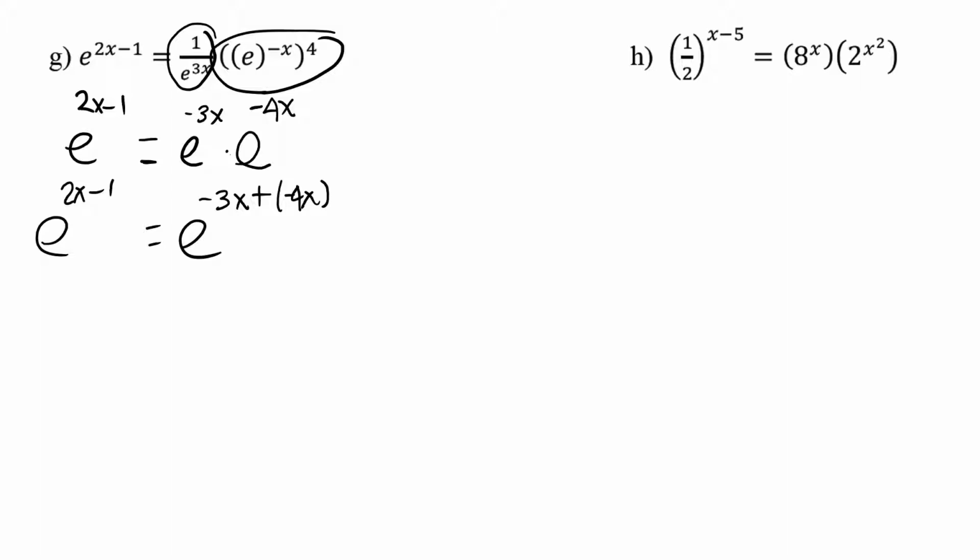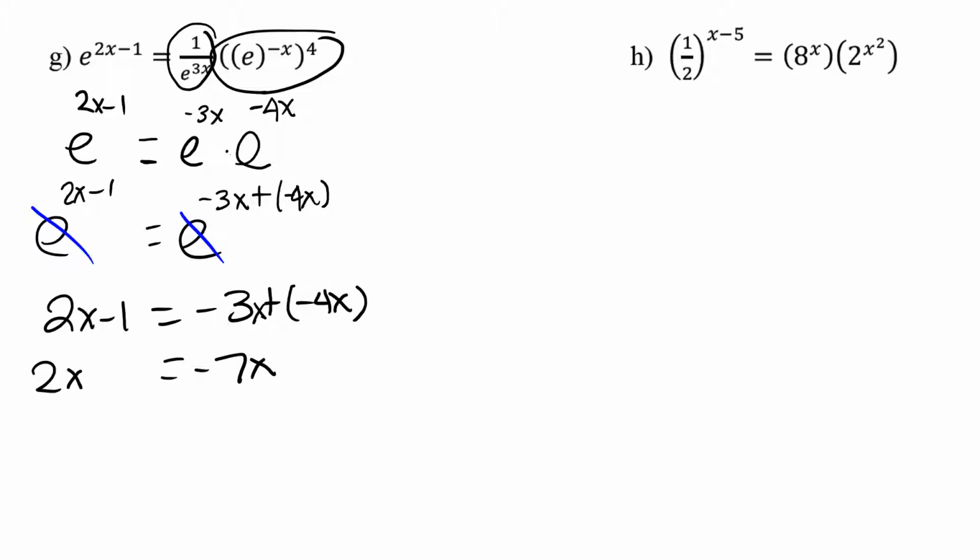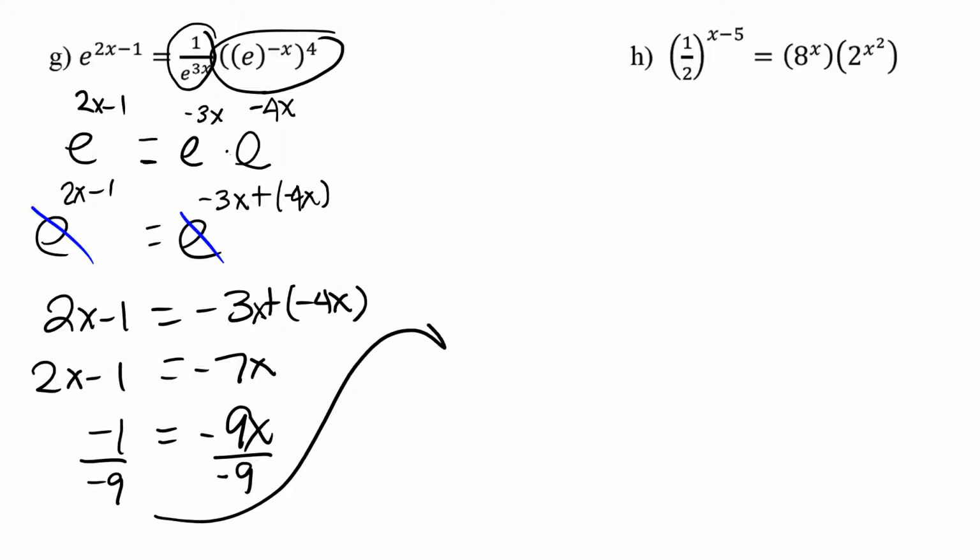And now I can use same base because I have e and e, and that becomes, just looking at the exponents, 2x minus 1 equals negative 3x plus a negative 4x. Good news is that's negative 7x on this side. And then 2x minus 1 on the other side. What do I want to do? I think I'm just going to subtract 2x from both sides. So once I do, I have negative 9x on the right, and then I'm just going to divide everything by negative 9. And my x is equal to a positive 1/9. And because it's an x and not a y, it gets curly brace notation.